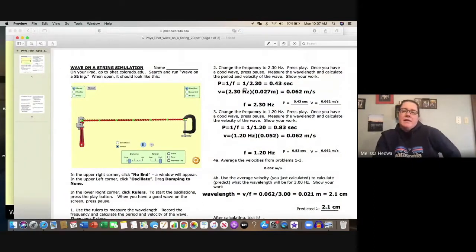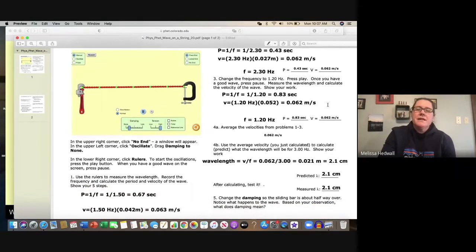So we can go back here. 1 over frequency gives us the period, and this one is 0.43 seconds for one full cycle here, and then v equals f lambda. And our frequency is 2.3 hertz. And then the wavelength this time is 2.7 centimeters, so that's 0.027 meters. When we multiply those two together, we get a speed of 0.062 meters per second. So we can put the period in here, we can put the frequency or the wave speed in here.